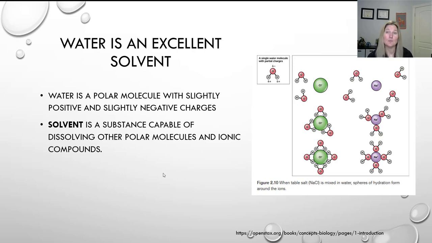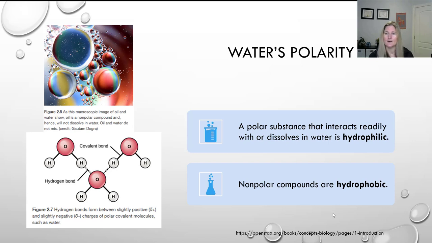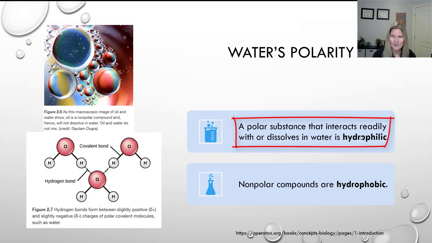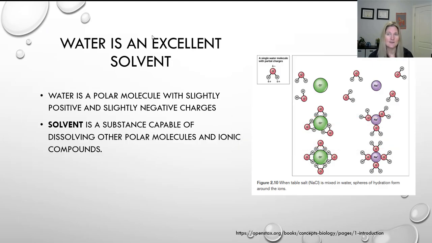Another property of water is that water is an excellent solvent. That term solvent means that it's basically a substance capable of dissolving other polar molecules and ionic compounds. We talked a couple of slides ago about how polar substances that interact readily with or dissolve in water are hydrophilic. So this leads to this idea of water solvency.